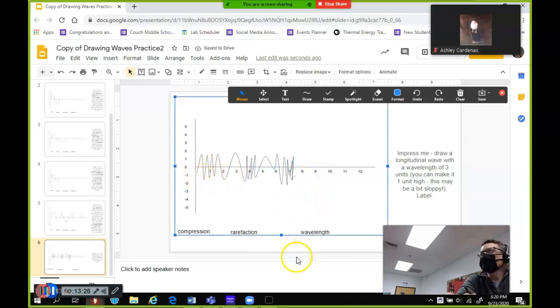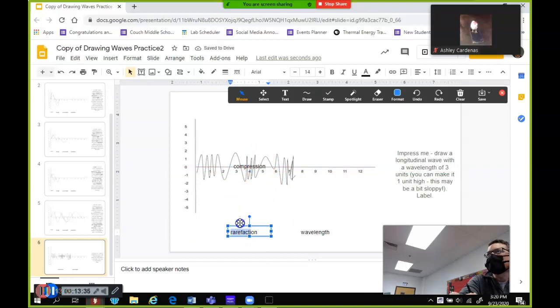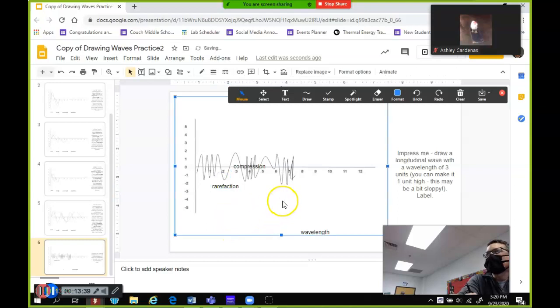And so we could label this, because the compression would be the part where you've got the stuff close together, and then the rarefaction would be the part where they're a little bit further spread out from one another. I don't expect that one to be very pretty. I can't expect y'all to make them any prettier than I do, so that's probably the best it can be on that one. So there you go. I have done your work for you. Congratulations.